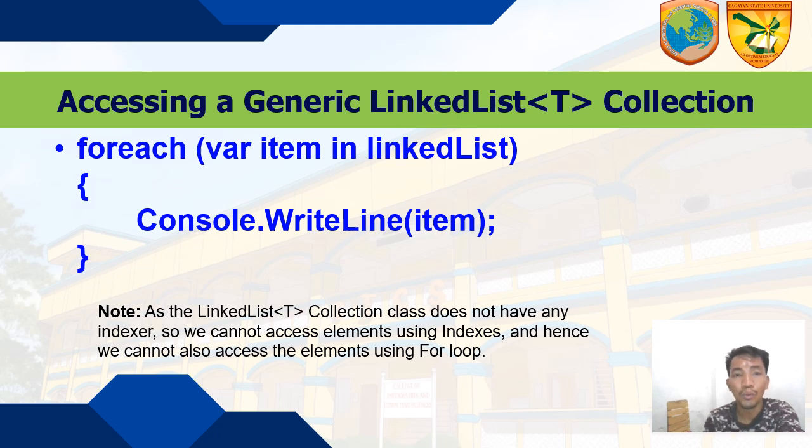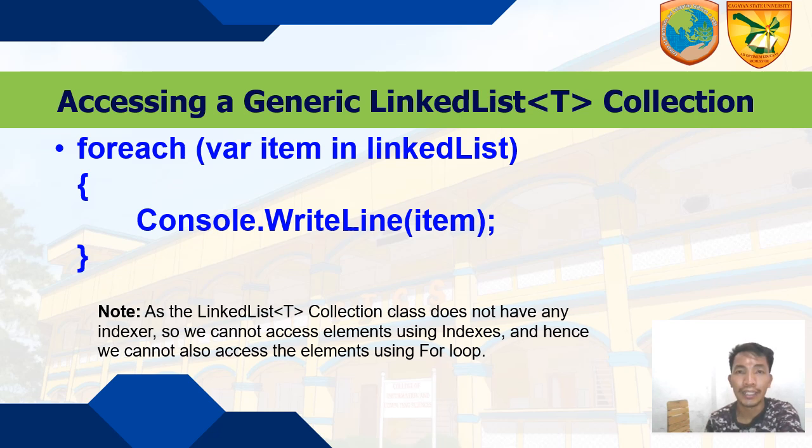Now, how do we access the generic linked list? We can access the elements of a generic linked list collection in C# using a for each loop. In this case, we call the linked list directly with a variable item so that we can print them as part of the for each statement.